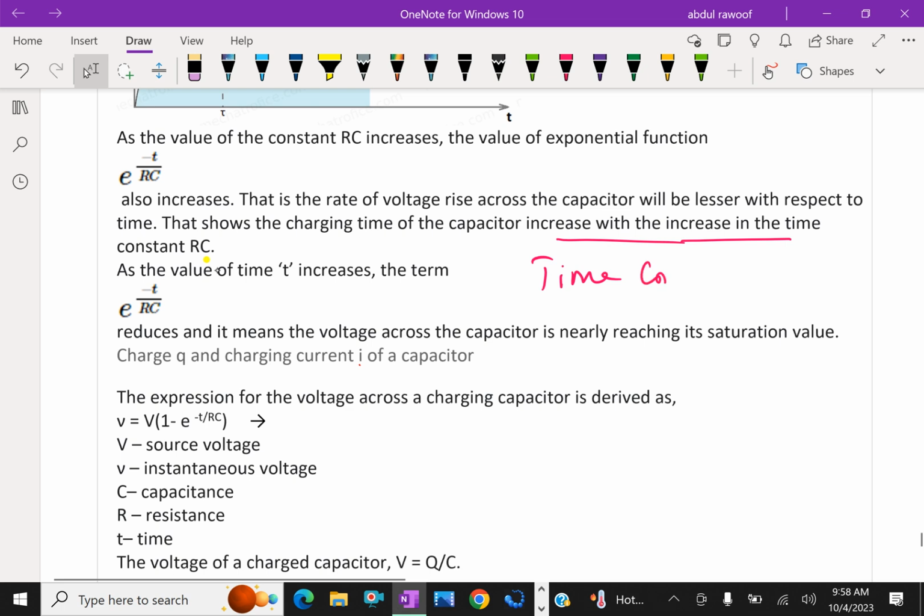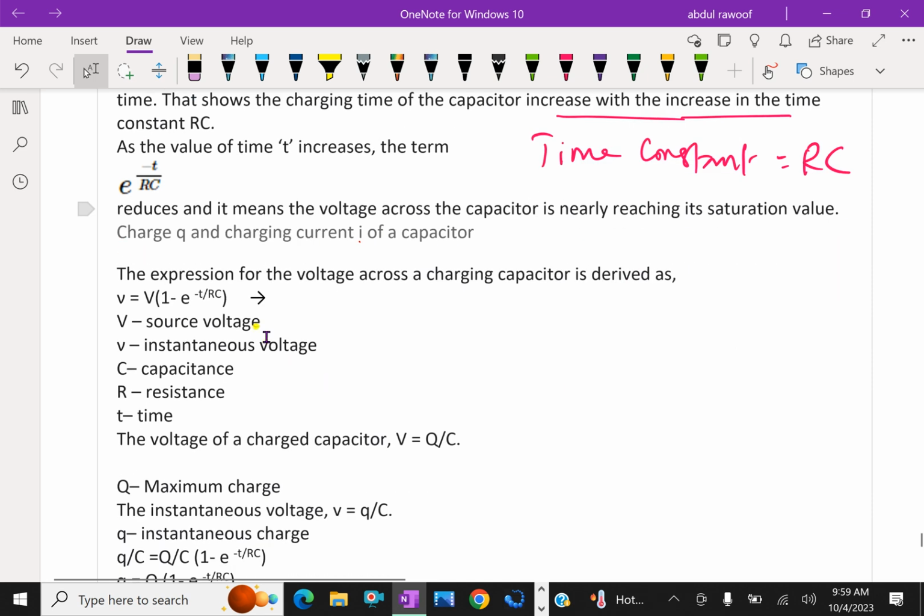Time constant RC. As the value of t increases, the term e power minus t over RC reduces, and it means the voltage across the capacitor is nearly reaching its saturation value.